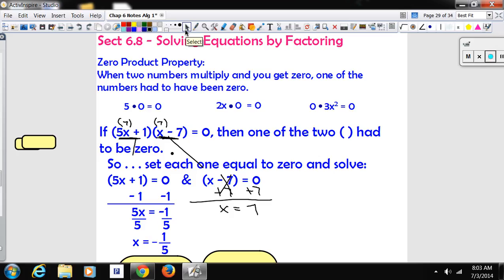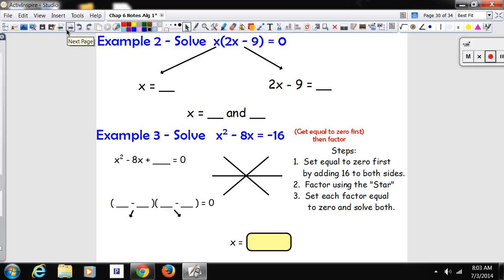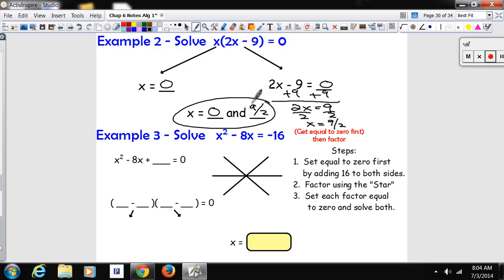Okay, so example 2 on the next slide here. You're multiplying x times 2x minus 9, and it's equaling 0. That means x could be 0, because 0 times anything would be 0 there. 2x minus 9 could also be 0. If this one's 0, it doesn't matter what x is. So if we add 9 to both sides, we get 2x equals 9, and divide by 2, we get x equals 9/2. So 0 and 9/2. Those would be my two solutions.